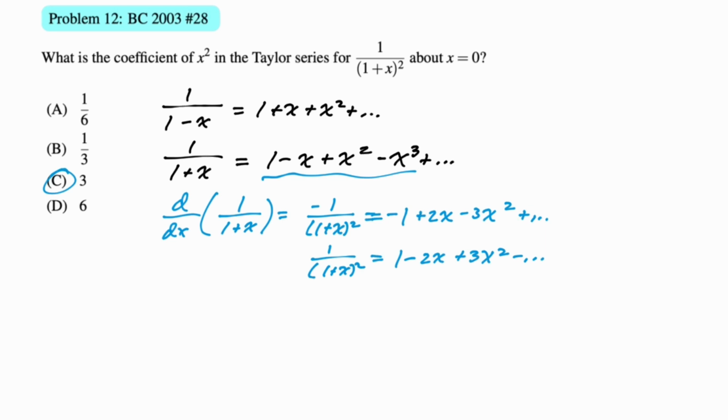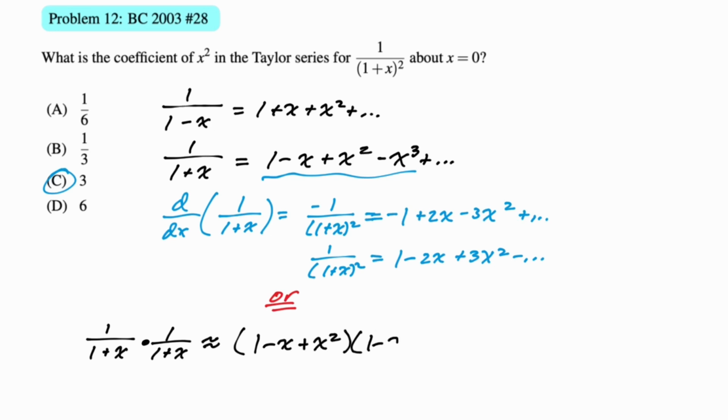Another way of doing it, once you've gotten to the series for 1 over 1 plus x: 1 over 1 plus x squared is just 1 over 1 plus x times 1 over 1 plus x. So this is approximately, it's not equal because I'm not going to infinity, but if I just peel off the first 3 terms of the series of 1 over 1 plus x, it's a quadratic. So I could just multiply 1 minus x plus x squared times 1 minus x plus x squared. The reason that I don't go to x cubed is that I'm looking for the coefficient of x squared, so any x cubed involved will automatically be too high of a power.